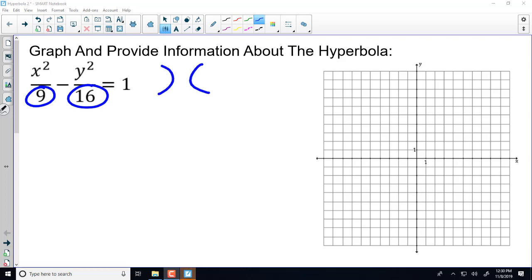But regardless of which way it opens, it is the number under the x squared that gives you the secret to moving left and right, and the number under y squared that gives you the secret to moving up and down. So the square root of 9 is 3, square root of 16 is 4, so we're going to go ahead and move up and down 4, and left and right 3. Cool. Now I'll draw in my dashed rectangle here.